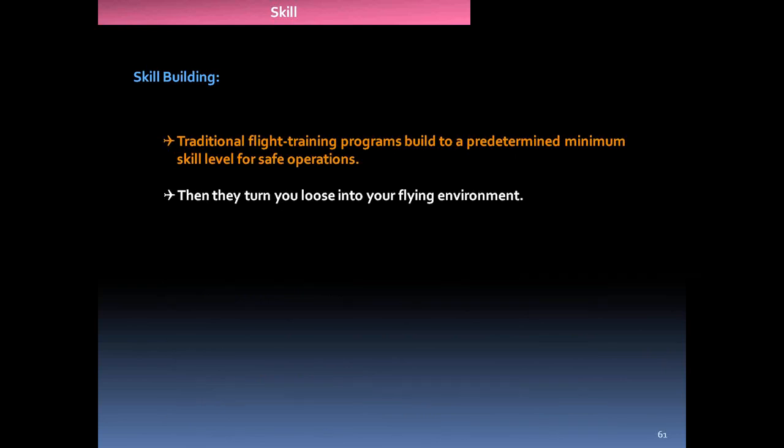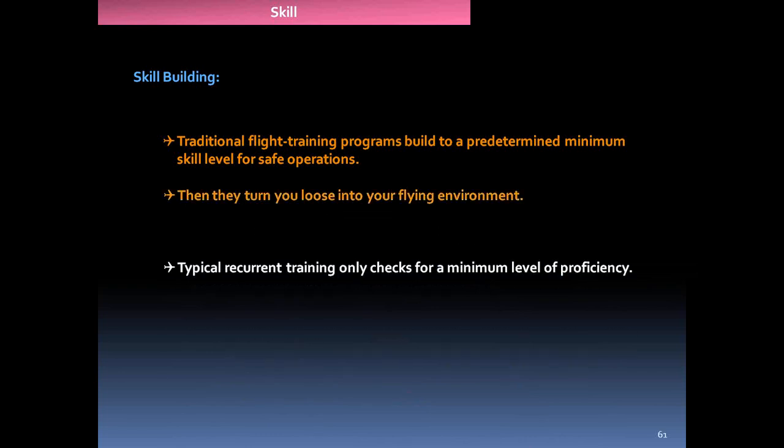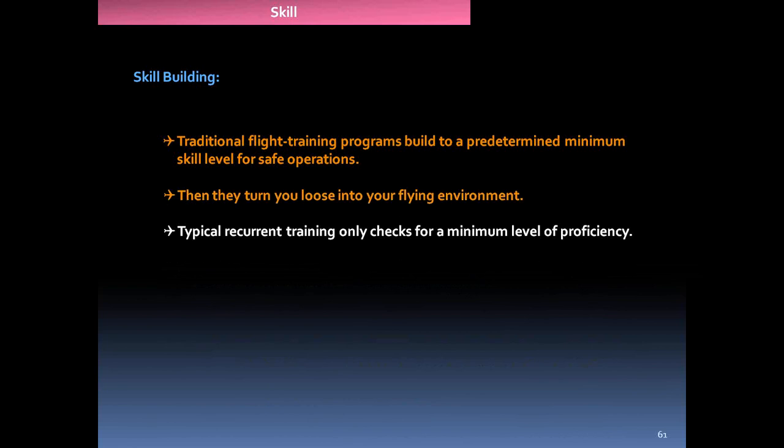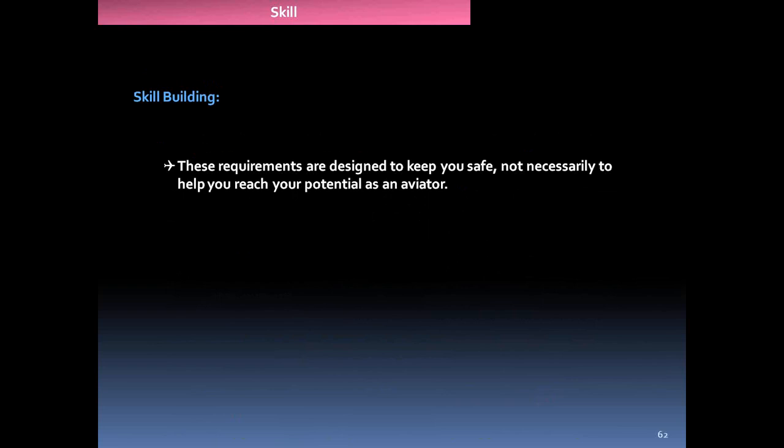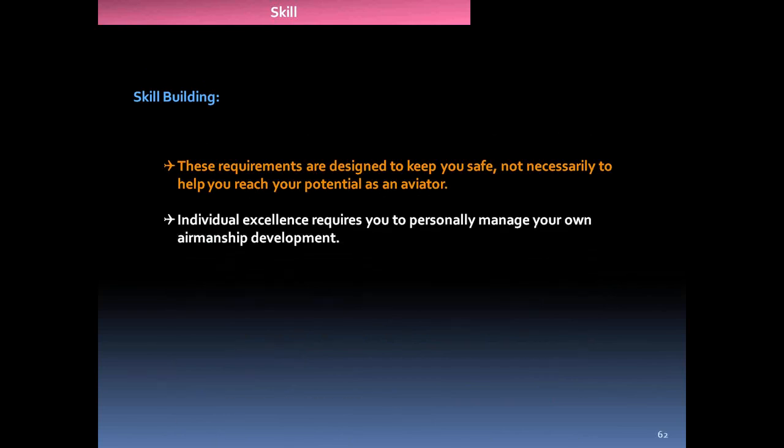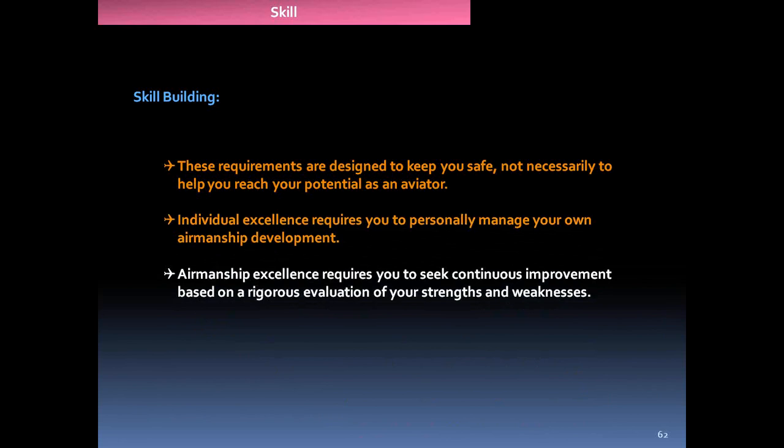Then they turn you loose into your flying environment, and you need more skill than just those minimum skills for safety. Typical recurrent training only checks for a minimum level of proficiency. These requirements are designed to keep you safe, not necessarily to help you reach your potential as an aviator. Individual excellence requires you to personally manage your own airmanship development. Airmanship excellence requires you to seek continuous improvement based on a rigorous evaluation of your strengths and weaknesses.